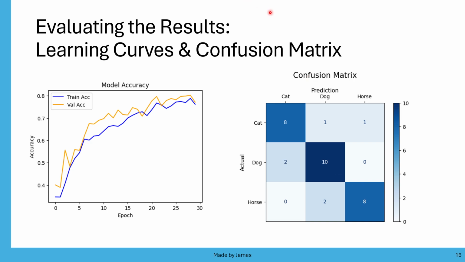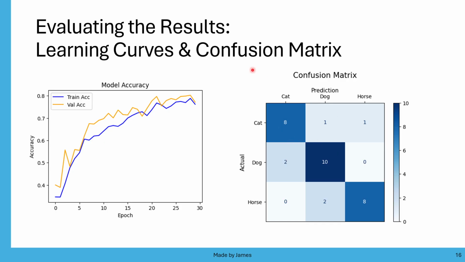For example, the actual answer is cat, and the AI guessed cat, getting it right 8 times. And the actual answer is dog, and the AI guessed dog, getting it right 10 times. And the actual answer is horse, and the AI guessed horse 8 times. The darker the color and the larger the number on the diagonal, the more accurate the model.